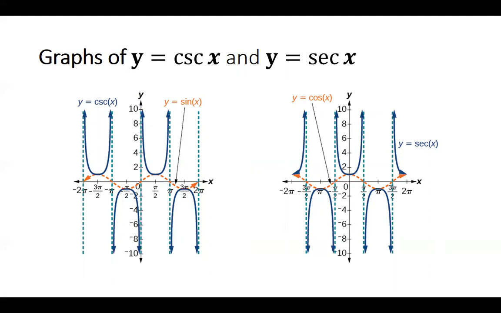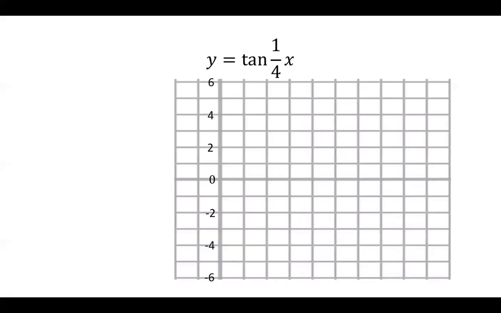Okay, so let's put some of this to work and graph y is equal to the tangent of 1/4 x. Now, this gets treated very similar to what we do with sine and cosine. So we're looking at this, and first of all, the amplitude is 1, but when you're dealing with tangent and cotangent, the amplitude doesn't really mean much. All it's going to do is stretch it, so it's going to increase and reach infinity faster.